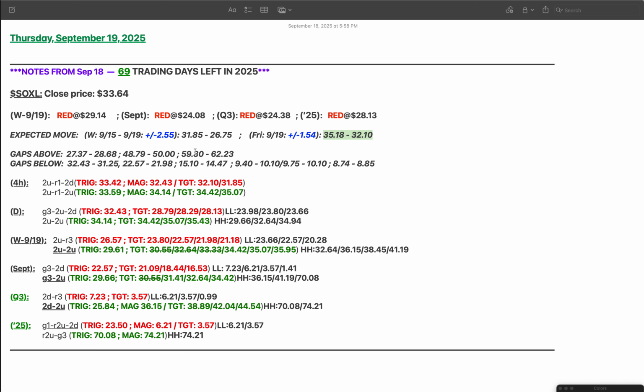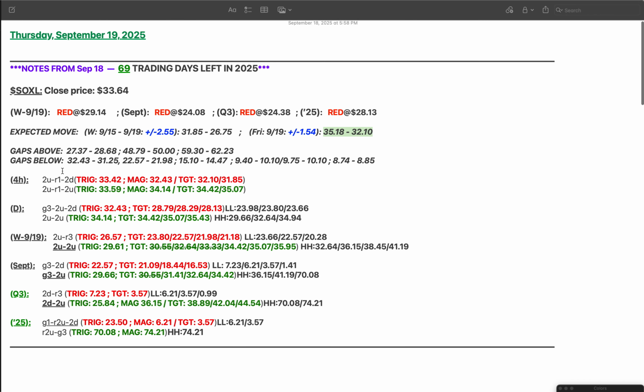Go over here to our notes. So we've got here in our notes, again, we've got a new gap below us, right, that we put on the chart, and we've got the $1.54 expected move for tomorrow, giving the range of 35.18. We know what it would take to flip the month, the week, the quarter, and the year red, but that's quite a ways down, so we're not really worried about that right now.